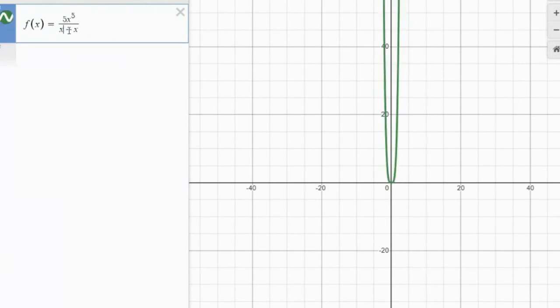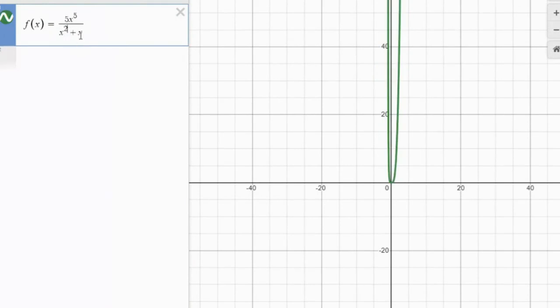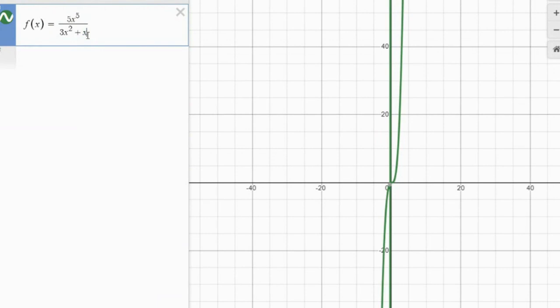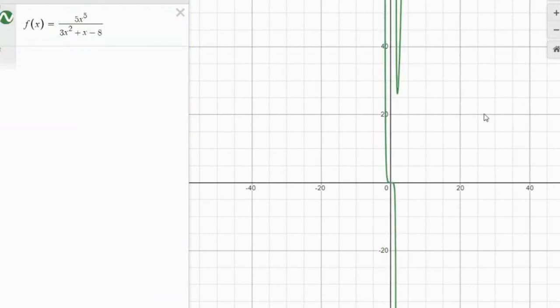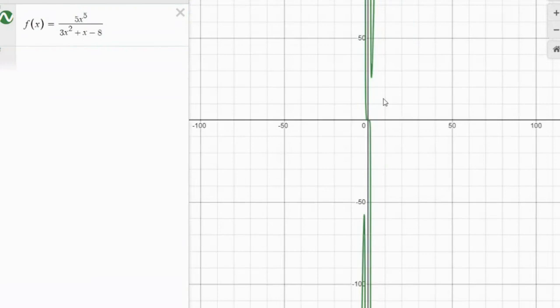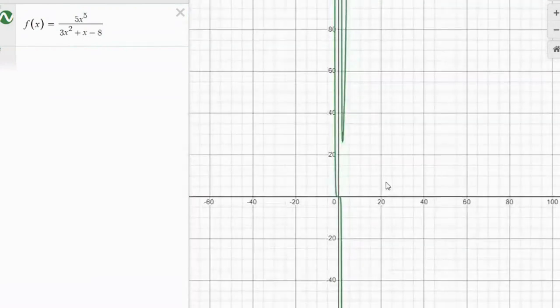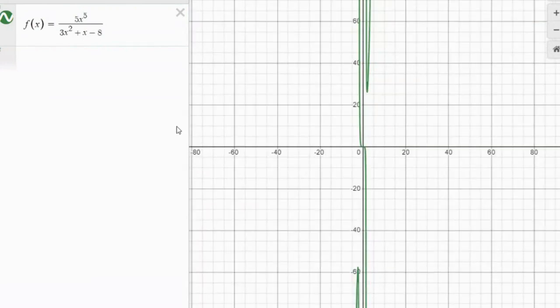X squared. It'll do all kinds of wild different things, perhaps. See, look at that graph there. That's really wild. It's got all kinds of things going on, but there's no horizontal asymptote. 5x to the 5th over 3x squared plus x minus 8. It's got all kinds of things, but there's no horizontal asymptote because the numerator has a larger degree.